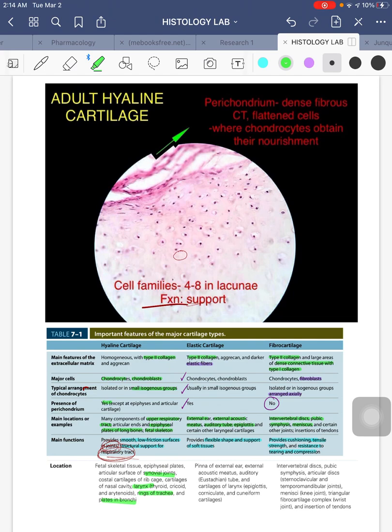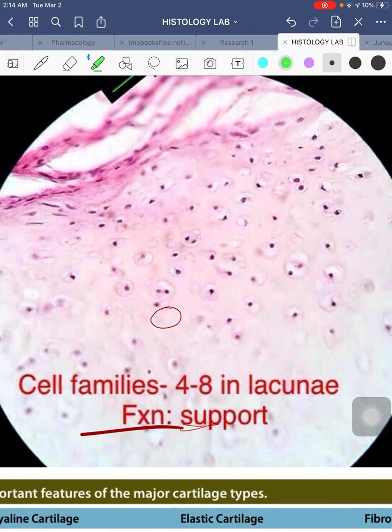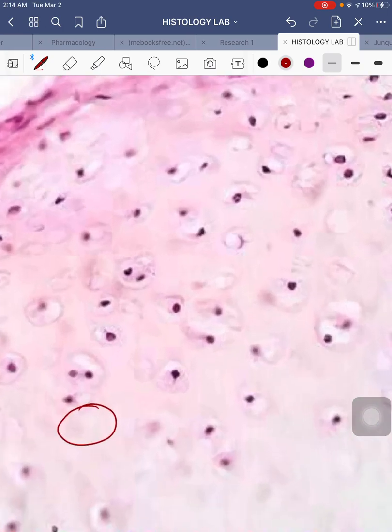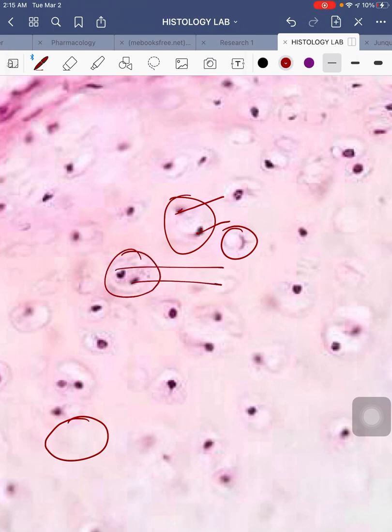So here you see, if we zoom it in, they function again for support, okay? A cell family is said to be 4 to 8 chondrocytes in one lacuna. The lacuna, or lacunae in plural, is the pouch containing your corresponding chondrocytes. Here are your chondrocytes, the nucleus of your chondrocytes. This one has two, no? This is the lacuna, and this is your chondrocytes.